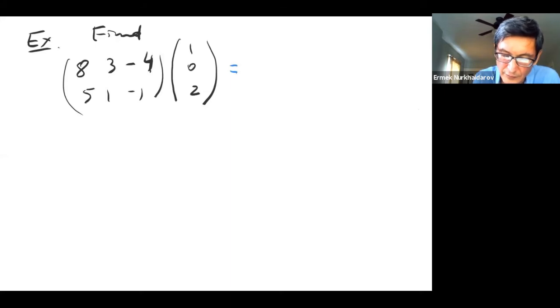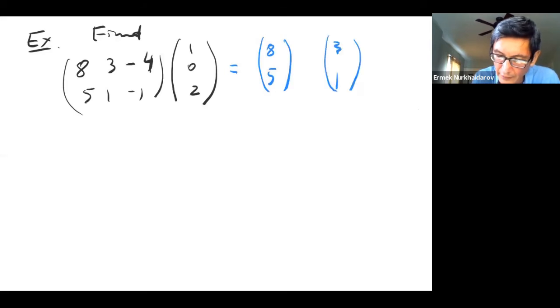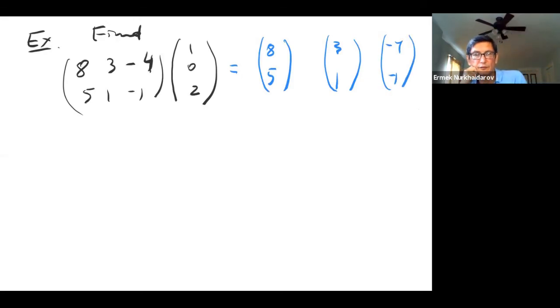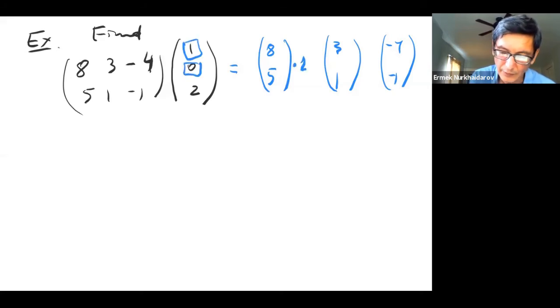So we have our vectors 8, 5, 3, 1, -4, -1. See those columns from the matrix. The first column has to be multiplied by 1, the second has to be multiplied by 0, the third one multiplied by 2, and then we add the results.